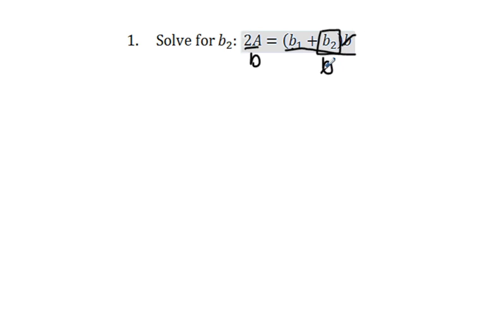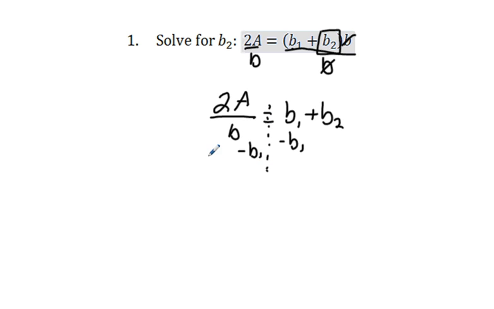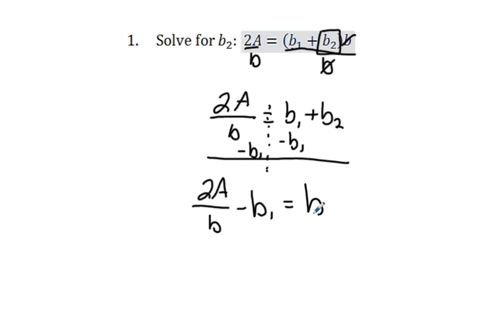And that cancels that out because when you multiply and then divide by the same thing, you get 1. So that's not going to affect our b sub 1 plus b sub 2. So we've got 2a divided by b on this side. On this side, we now only have b sub 1 plus b sub 2. The only thing left to do is to subtract b sub 1 from both sides. When I say both sides, I mean both sides of the equal sign. So we get 2a over b minus b sub 1 is equal to b sub 2. Now we have it by itself, so we're done.